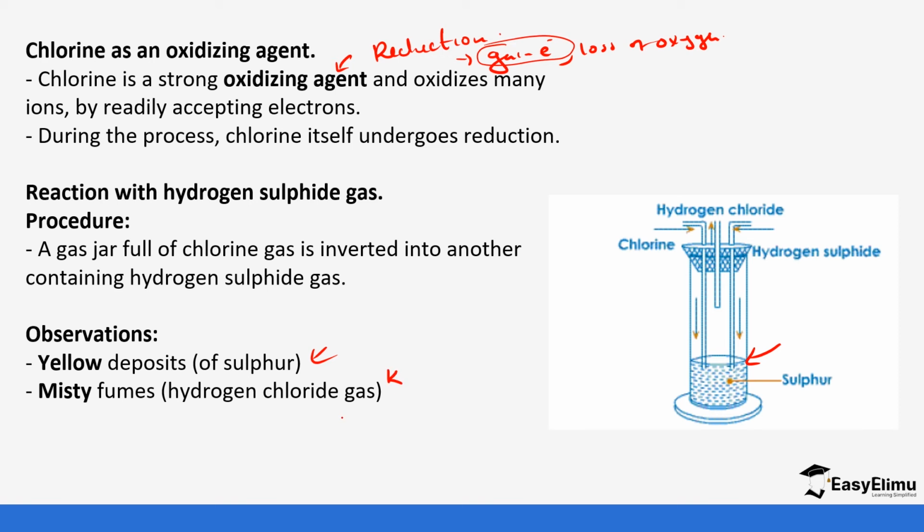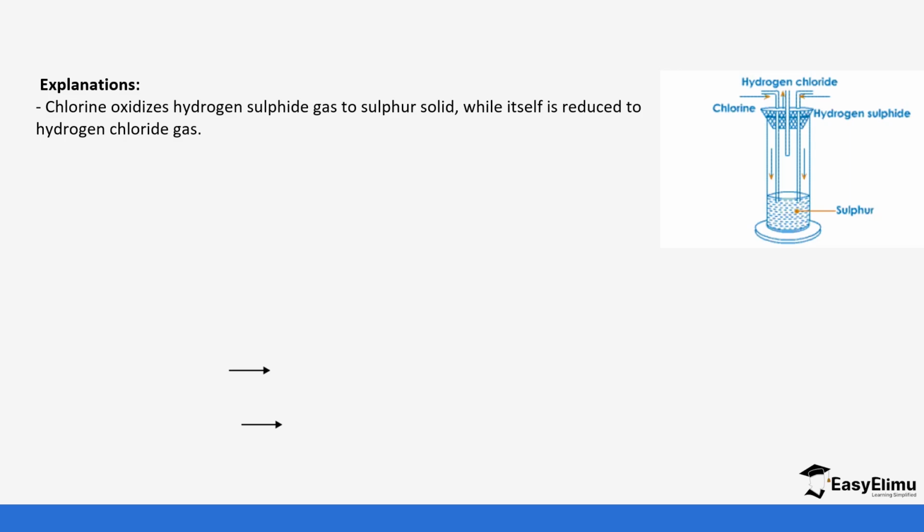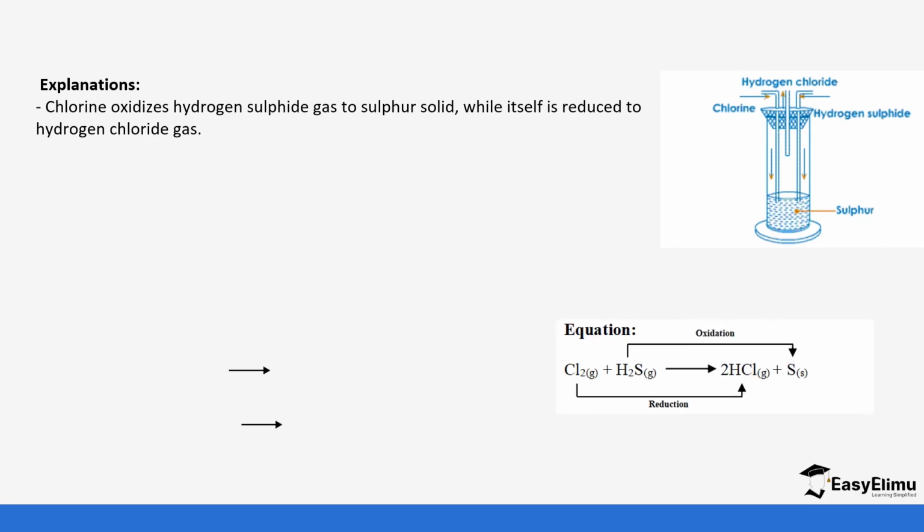This tells you that chlorine reacts with hydrogen sulfide. There is an interchange of ions to form hydrogen chloride and sulfur. So chlorine oxidizes hydrogen sulfide to sulfur, and then itself is reduced to hydrogen chloride gas. You can see from the equation, chlorine reacts to form hydrogen chloride, and hydrogen sulfide reacts to form sulfur. So chlorine is undergoing reduction, so it's an oxidizing agent, and hydrogen sulfide is undergoing oxidation, so it's a reducing agent. This also reminds us of some of the reactions of hydrogen sulfide as we looked at in the previous lessons.